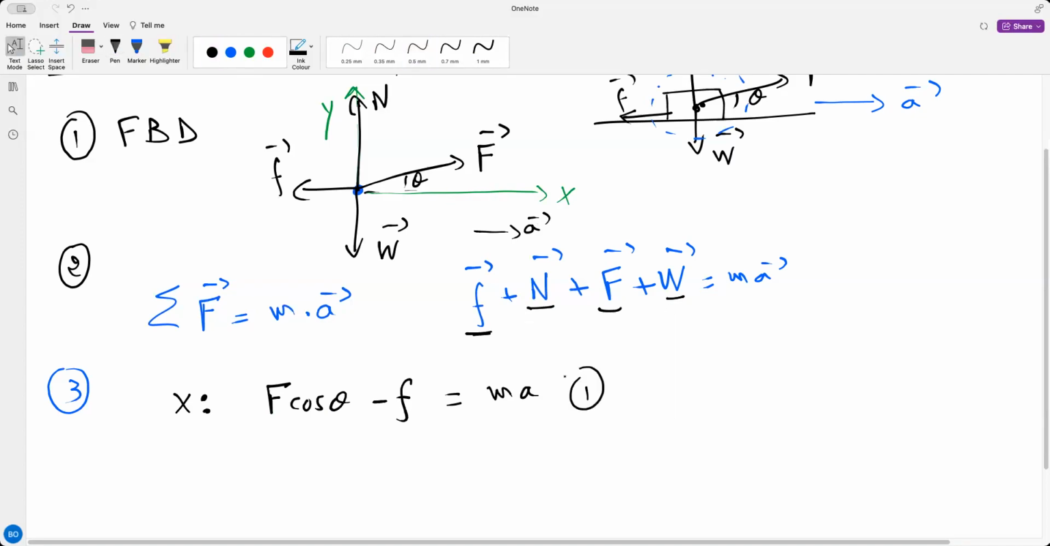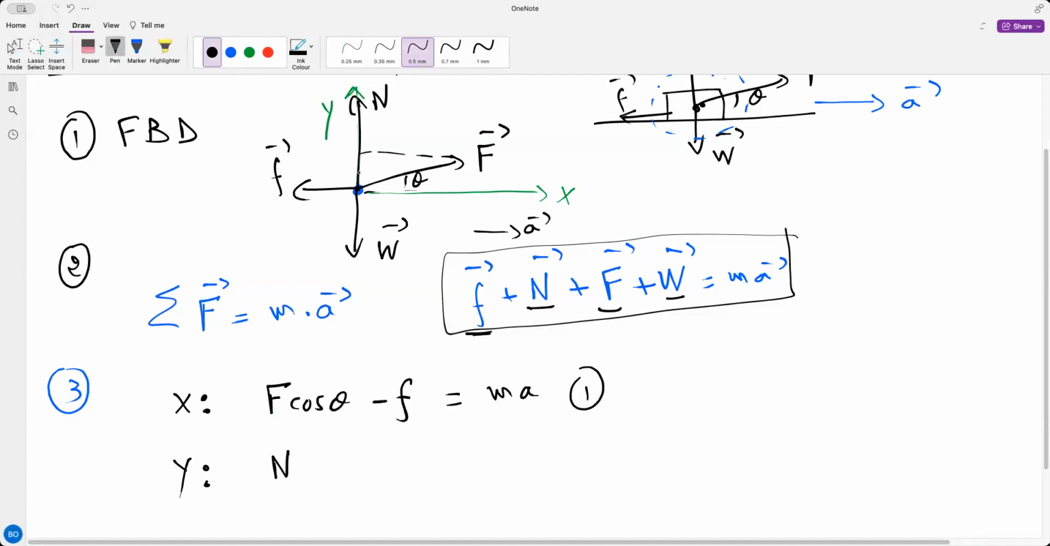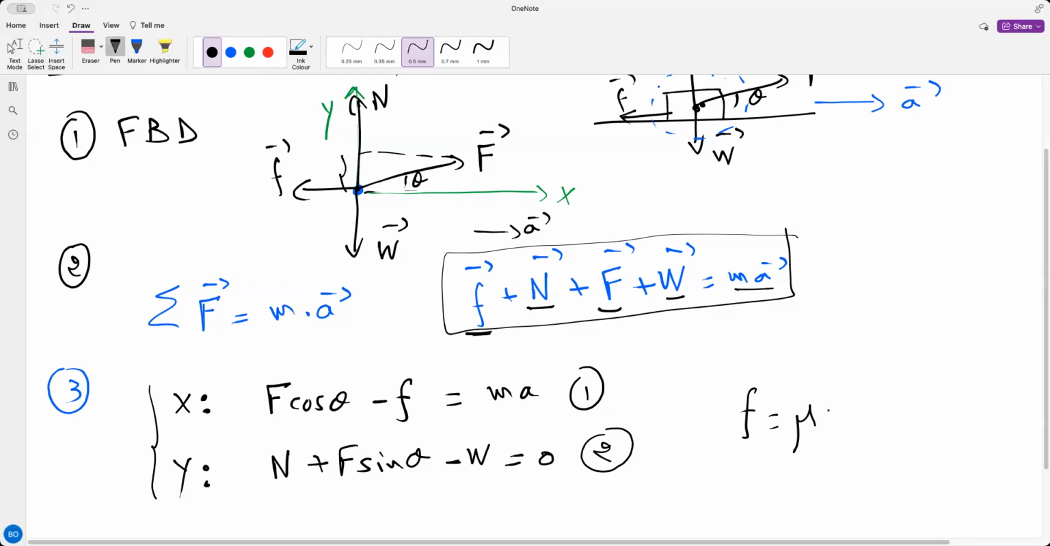I will call this equation 1. And then along the y-axis, you take the same equation and project it along the y-axis. You can see that the friction has no component along the y-axis. The normal has a positive component, and the force now has a sine theta, a positive sign, and the weight is in the opposite direction of the upward y-axis, so it is minus w. It is equal to the projection of the acceleration along the y-axis, which is 0, because there is no motion along the y-axis. So you would have obtained two equations, and we know that the friction is also equal to the coefficient of friction times the normal. Okay, so those are the steps.